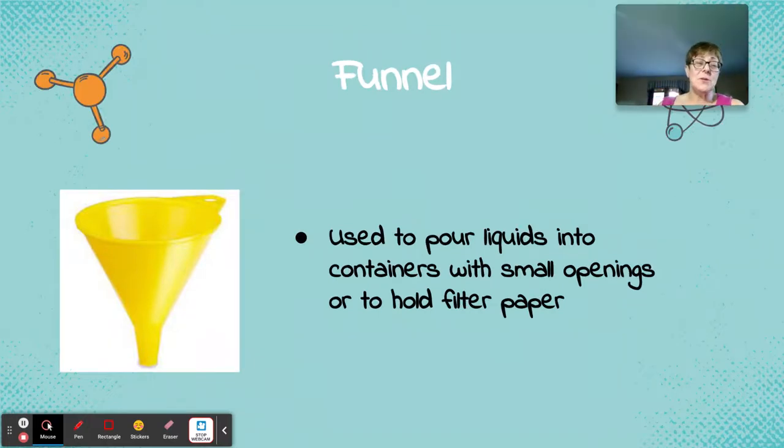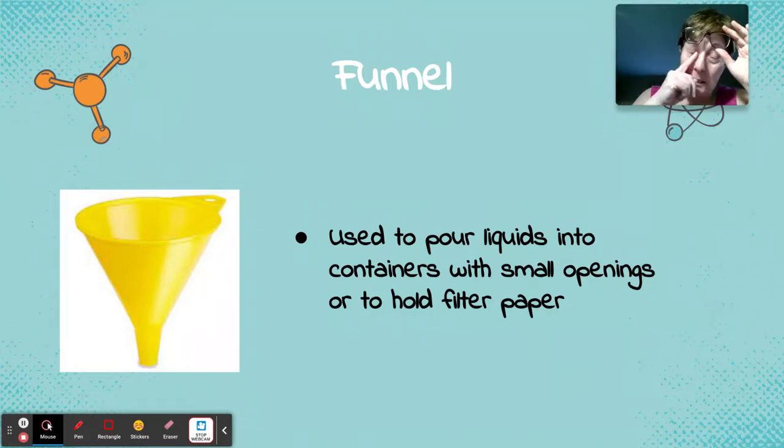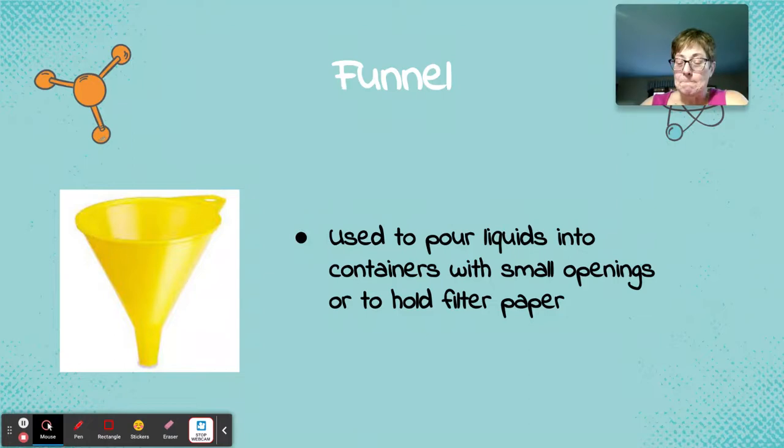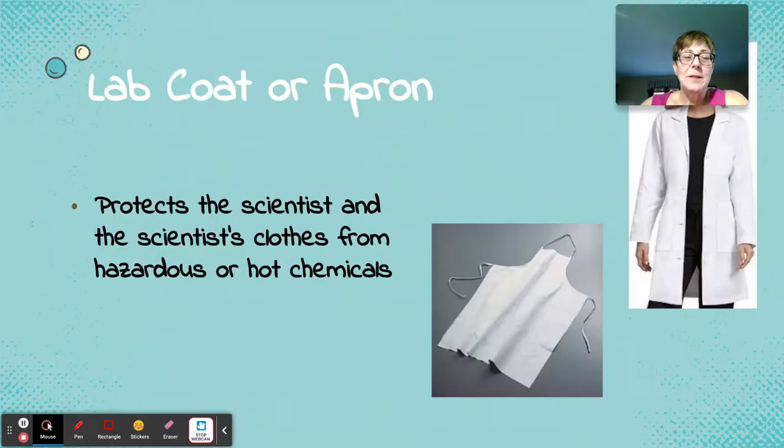A funnel. Most of us know what a funnel is because we've used it in our life. I have those. It's to pour liquids into containers with small openings. Or, if you didn't know this, we can put filter paper in that, and that helps us collect something that might be floating in water. And then we can look at, observe, or measure it or mass it. So that is a funnel. Lab coat or apron, we all know what those are. I do have some aprons. They are not white, they are plastic, and that would protect our clothes from hazardous chemicals. We don't use those very often.